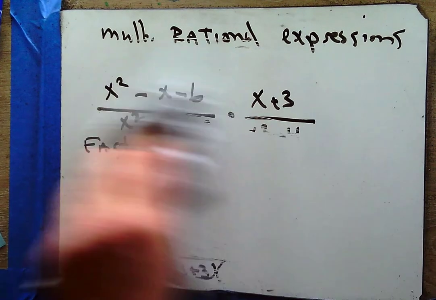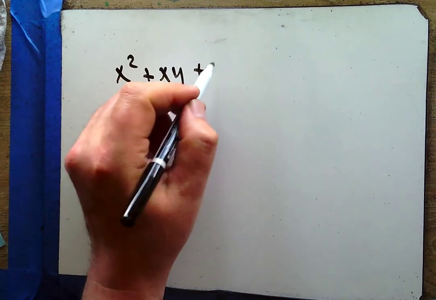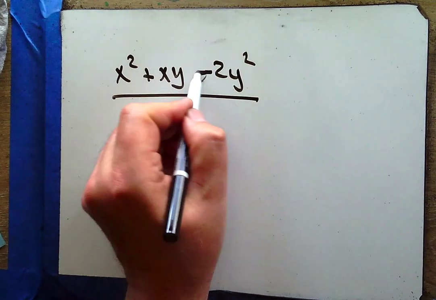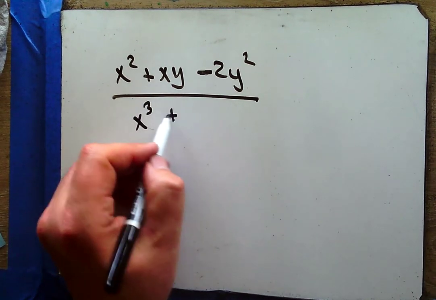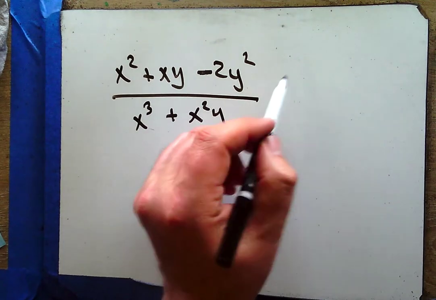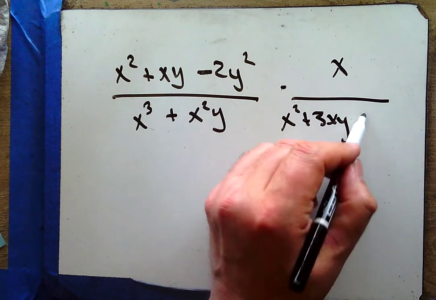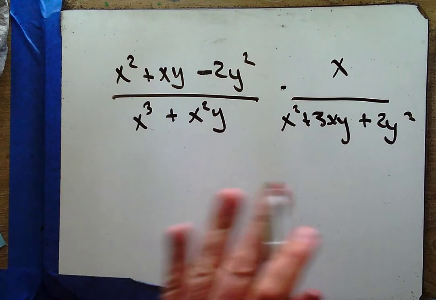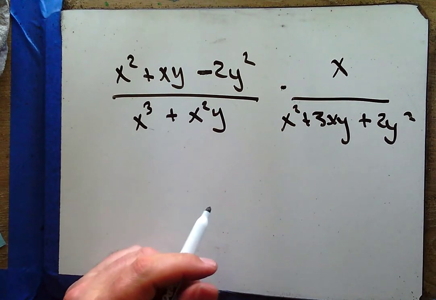Alright, how about this one? How about (x squared plus xy minus 2y squared) over (x to the third plus x squared y) times x over (x squared plus 3xy plus 2y squared). Alright, will you please go simplify this expression?